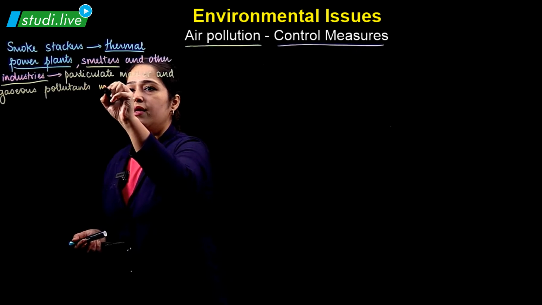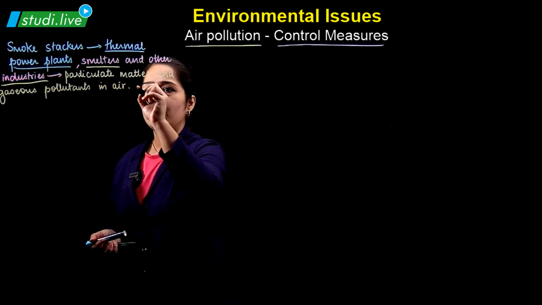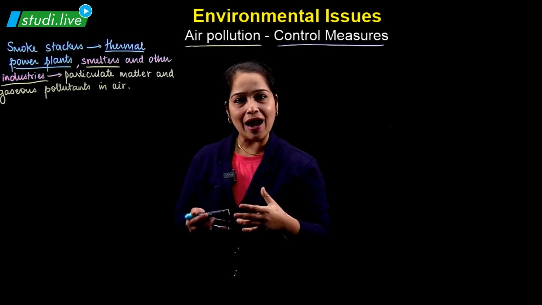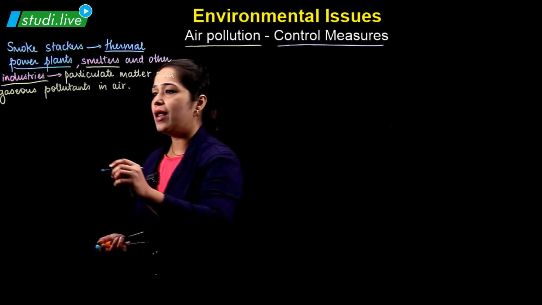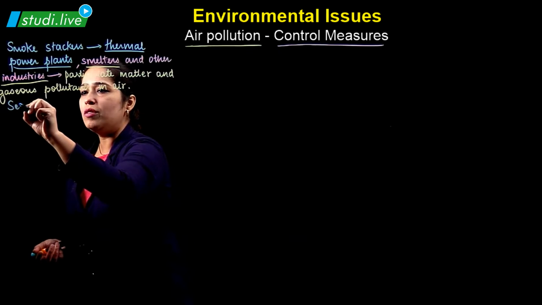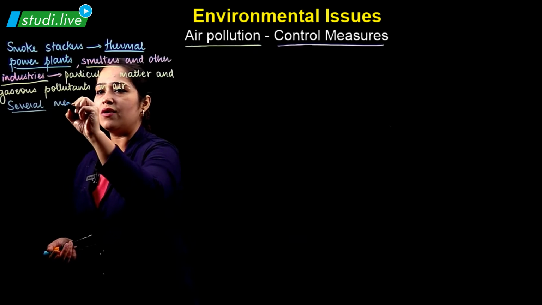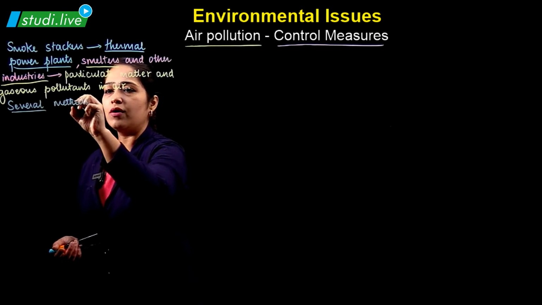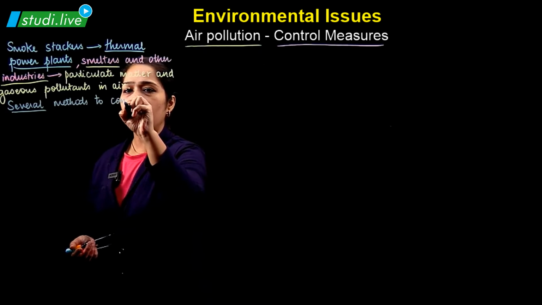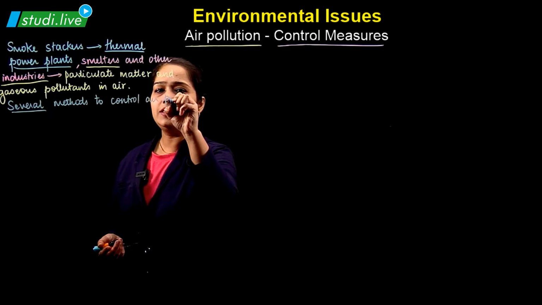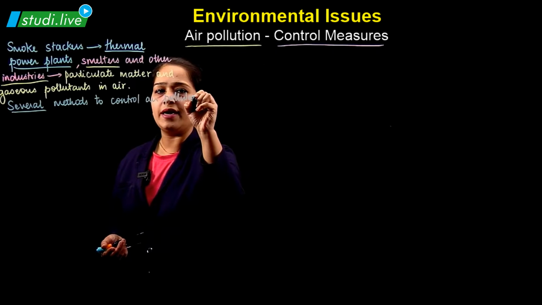Now to control this air pollution, there are several ways. Let us look at those several ways to control this particulate matter and gaseous pollutants. Let us start with the first one, which is the electrostatic precipitator.